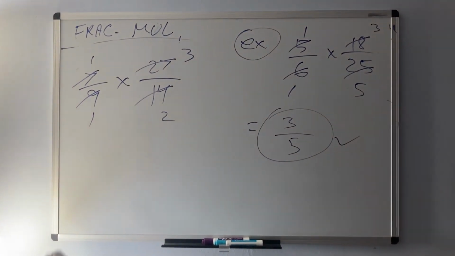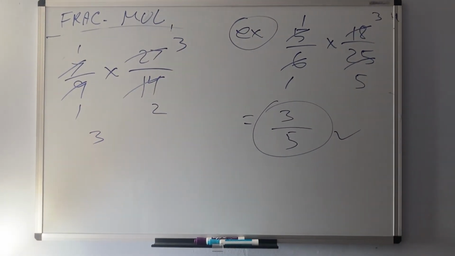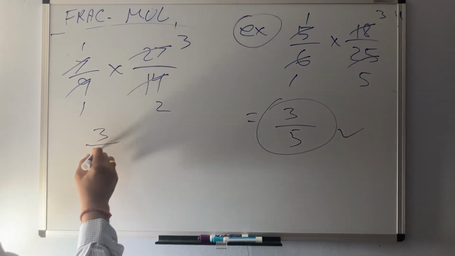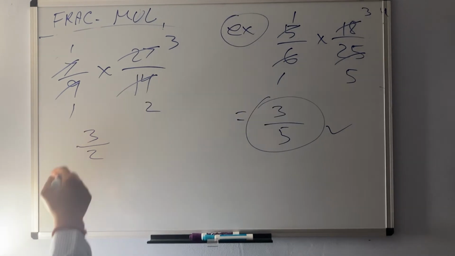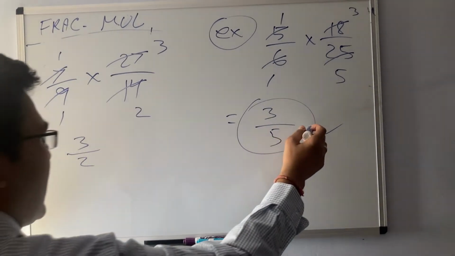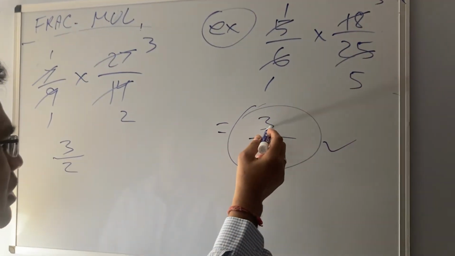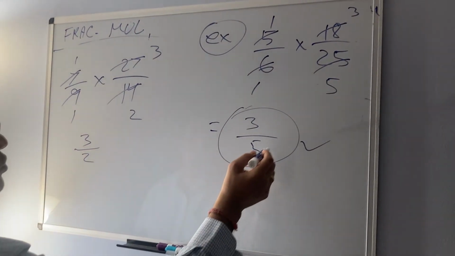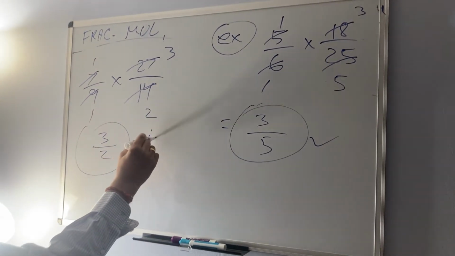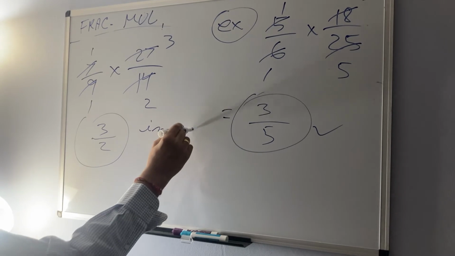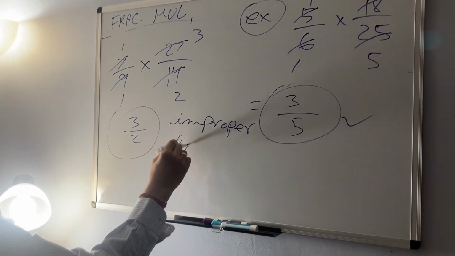Okay? So now numerator times numerator, which is what? 3, and denominator times the denominator, which is 2. So in this case, what is this called? If this is a proper fraction, the numerator is less than the denominator, which is called a proper fraction. And this is called an improper fraction.